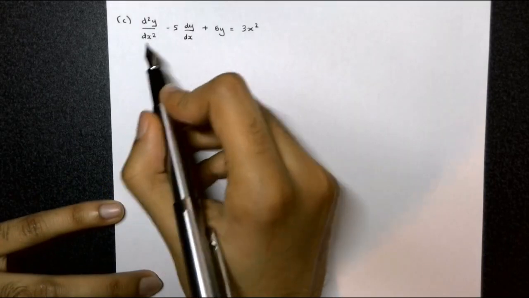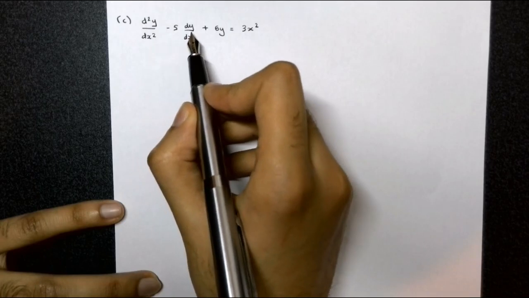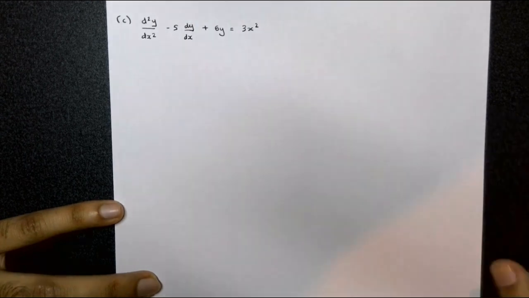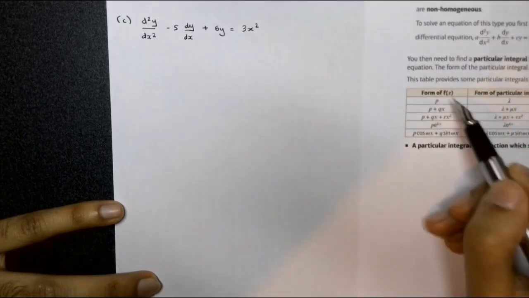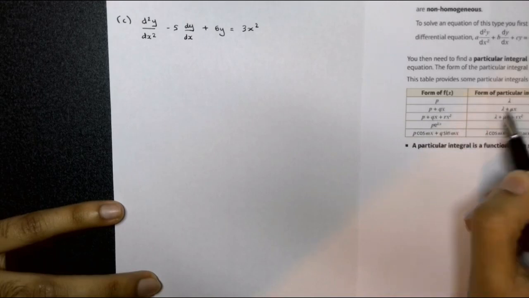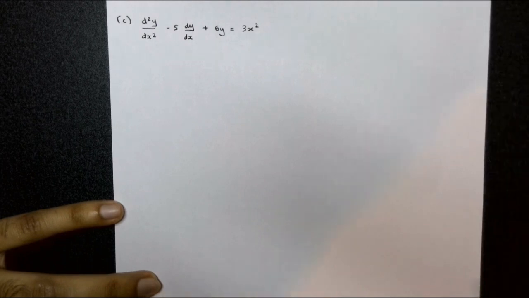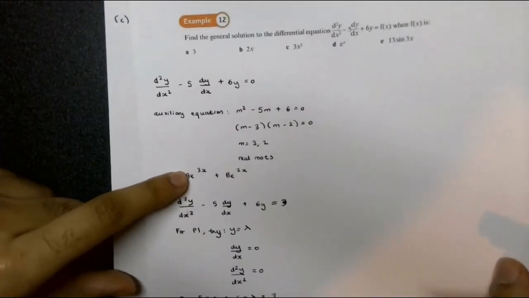Part C, we've got the differential equation d squared y over dx squared minus 5 lots of dy over dx plus 6y equals 3x squared. And what you'll notice over here, f of x is a quadratic, so therefore for our particular integral we're going to have something of this form. And remember, previously we've already found out what the complementary function is. We did that at the start of the example. That was a e to the 3x plus b e to the 2x.